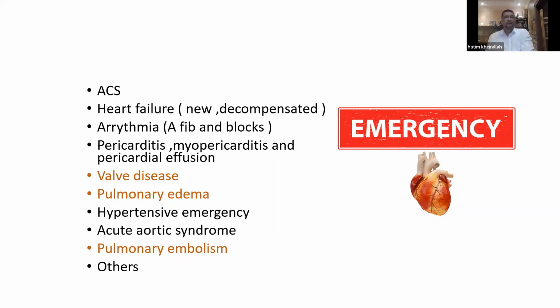Valve disease doesn't come as an emergency by itself, but by inducing or inciting decompensated heart failure. Okay, and pulmonary edema, whatever the cause is. We have also hypertensive emergency. We have acute aortic syndrome. And by acute aortic syndrome, we mean dissection, ulceration, and hematoma. Okay, the three types of acute aortic syndrome.